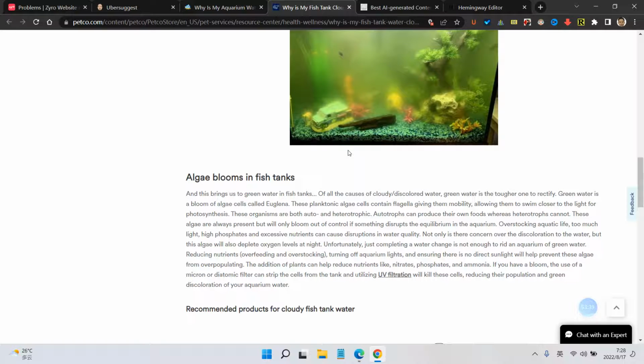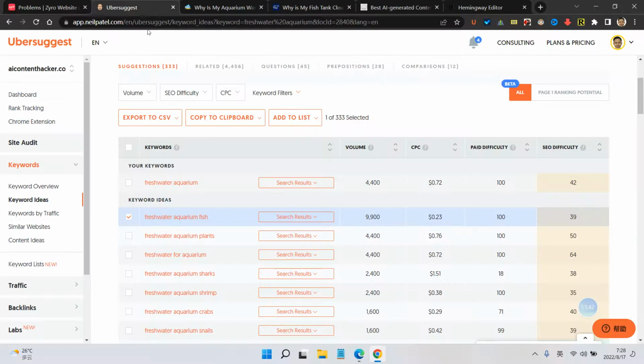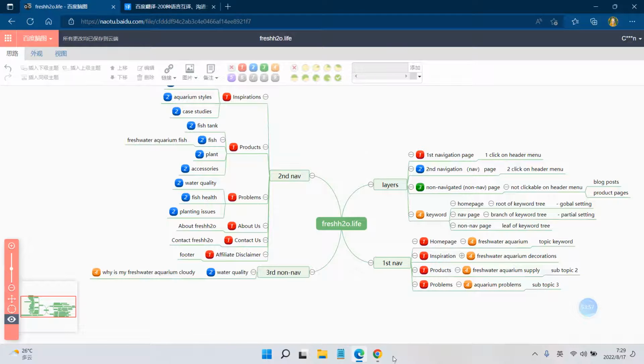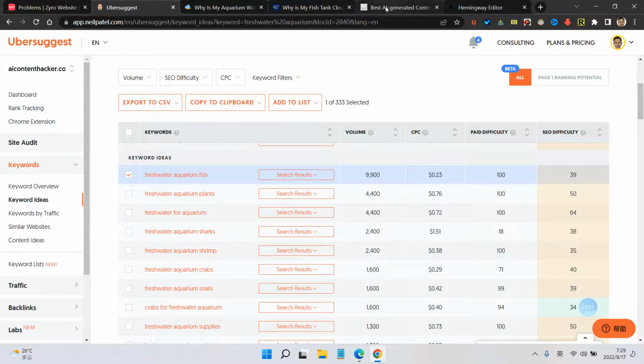And for the smaller keywords, the low search volume, low SEO difficulty keywords, I rank higher than big companies and big authority websites, right?